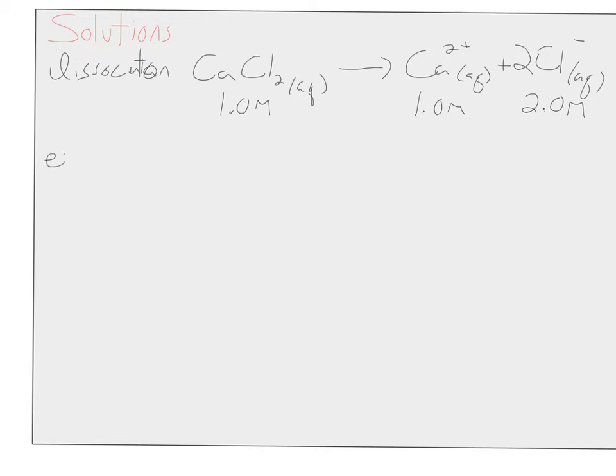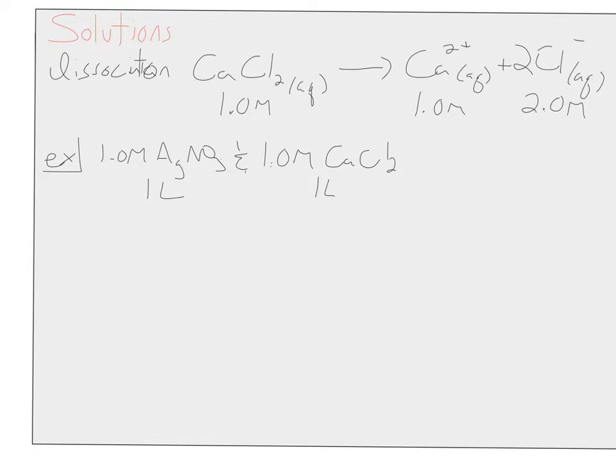So if we had an example with 1 molar silver nitrate and 1 molar calcium chloride, and we had a liter of each. Okay.